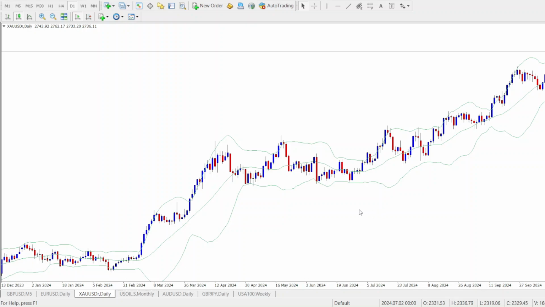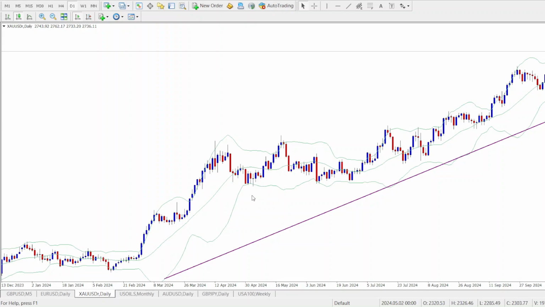Now, when the price moves close to the upper band, it indicates that the market is overbought, while touching the lower band suggests that the market may be oversold. As we can see, whenever price gets to the upper band, there is always a reversal or a pullback depending on the direction of the trend. For example, this is a bullish trend, so in this case, it's just a pullback. This is a pullback because it is a bullish trend, right?